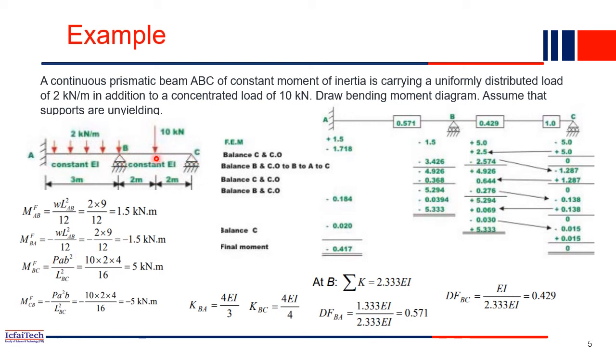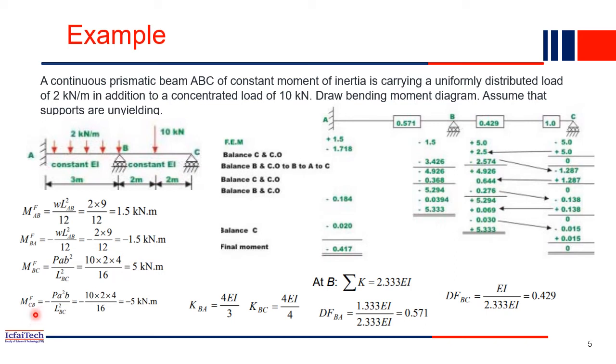Now let's see this support. So moment at BC, the right hand side of this support, MBC, fixed end moment will be PAB square by L square. This formula also we got in the last slide, from there we have considered. So what is P? P is the concentrated load given to us, 10, into A. A is 2 and B is also 2. 2 square means 4. 2 into 4 by 16. L square is 4, 2 plus 2 is 4, 4 square is 16. So we got 5 kilonewton meter. So at B, the right hand part of B will have 5 kilonewton meter fixed end moment.